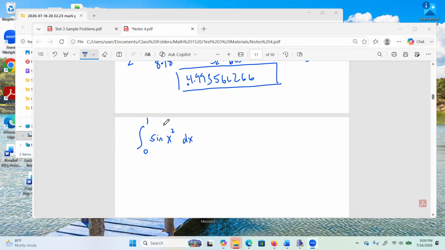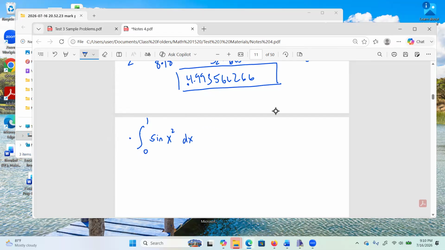So we are to use Taylor series to evaluate the integral from 0 to 1 of sine of x squared dx. Now, I don't think this integral has a specific name, but sine of x squared, cosine of x squared, these are notoriously functions you can't integrate. There are no elementary functions that come out of integrals of this thing. No matter which techniques we have, this is not something that can be done.